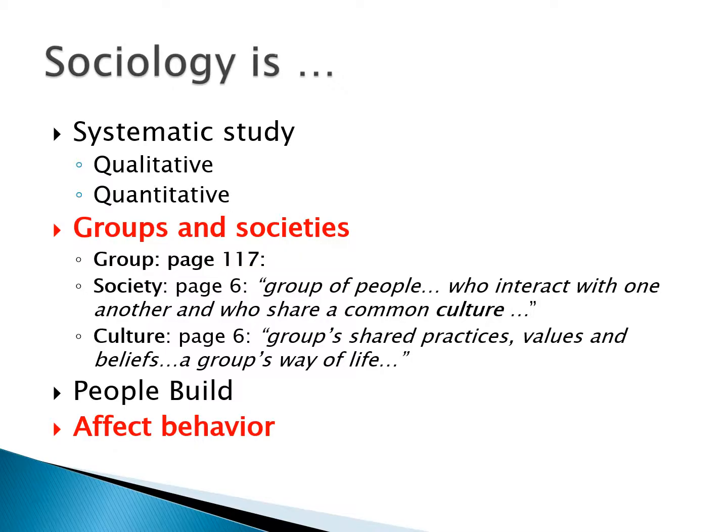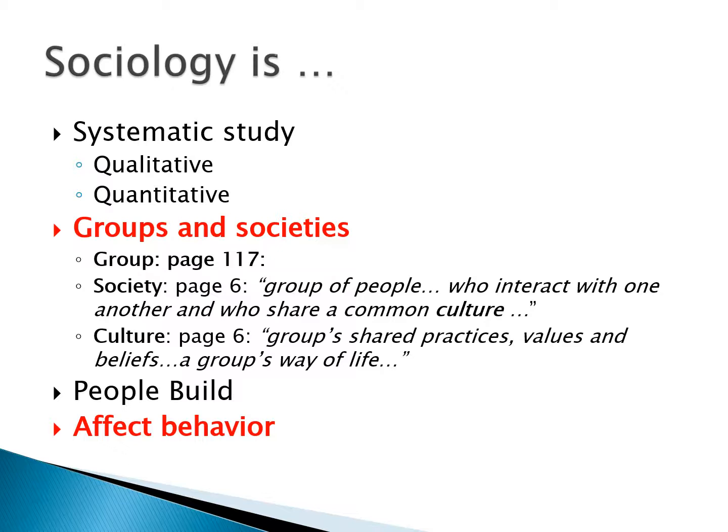Let me put it another way, using a definition from John Macionis, a professor of sociology at Kenyon College in Ohio, whose textbooks I used in introductory sociology for many years. Sociology is the systematic study of the groups and societies that people build and how they affect behavior.